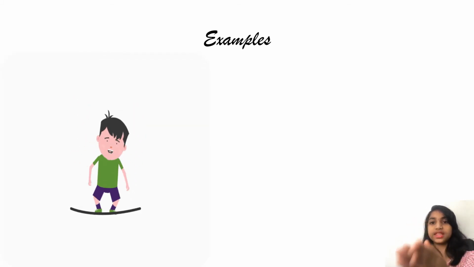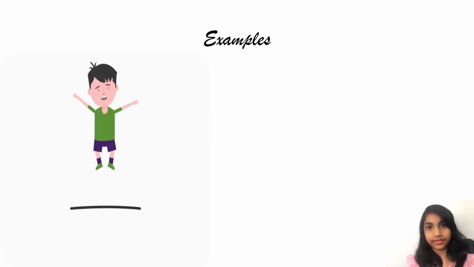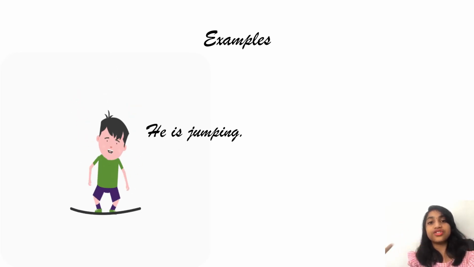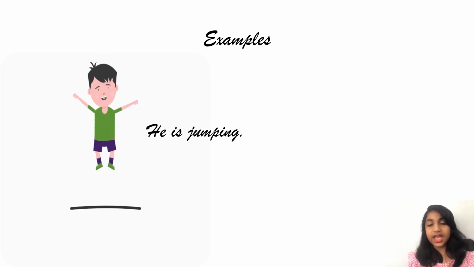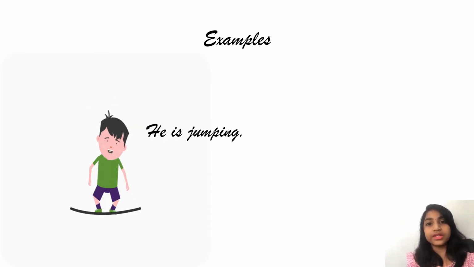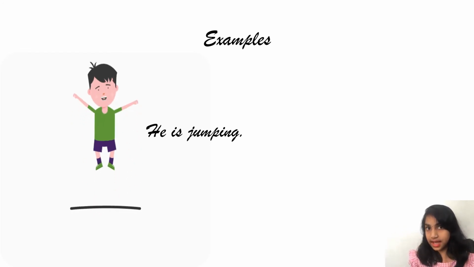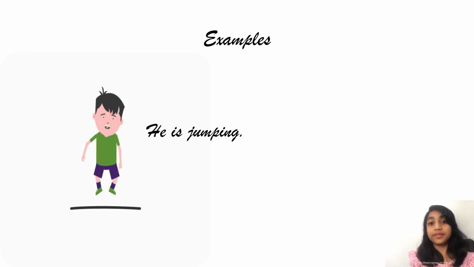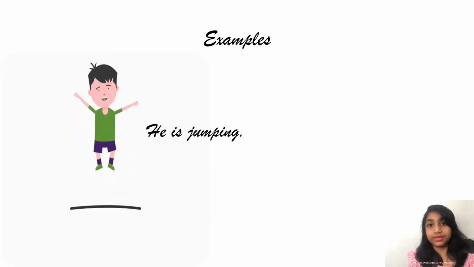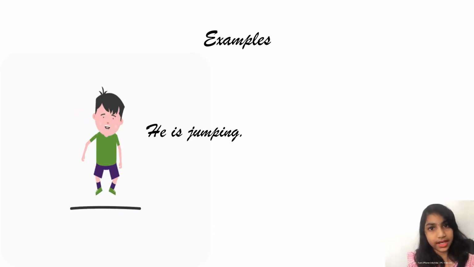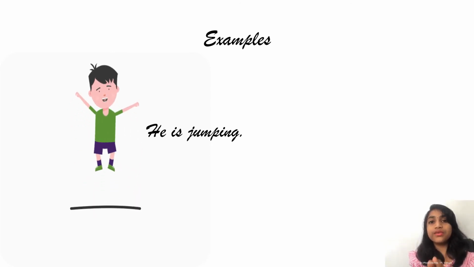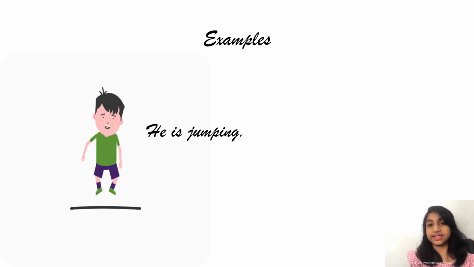Examples. What is this boy doing? Let's see. He is jumping. Okay, he is jumping. Again, we're using is. That's because he is a third person singular, right? So we use the word is.